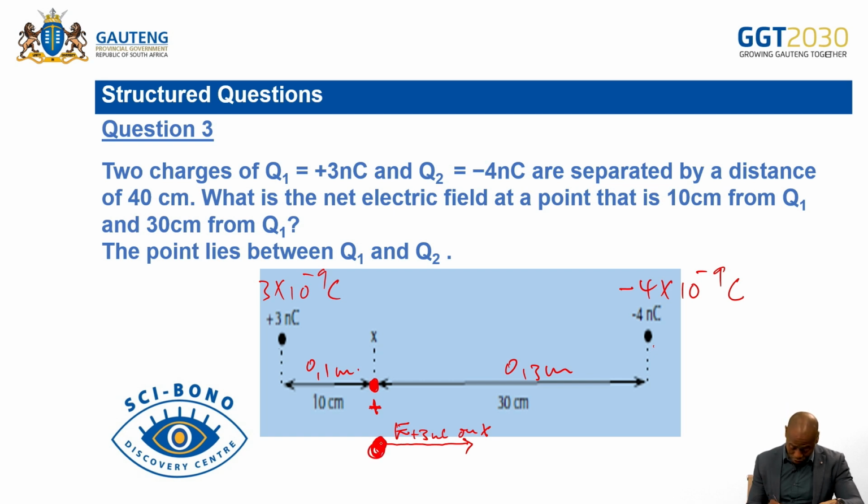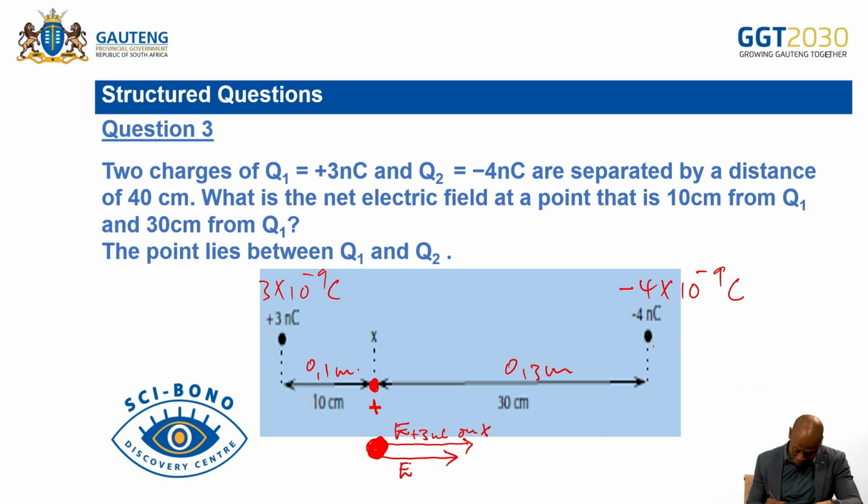Then again, let's draw the vector diagram. The electric field now exerted by what? By -4 on point X. Then obviously there is a force of what here? Of attraction. So actually point X will move towards -4, because remember point X is positive, right? So there is a force of attraction. So point X will move towards what? -4. So it's towards.